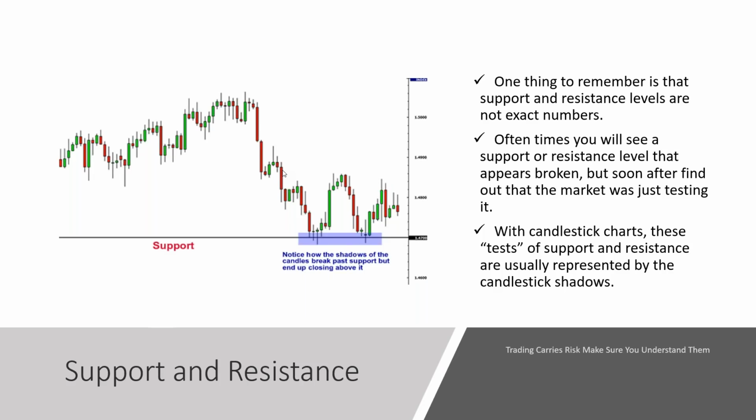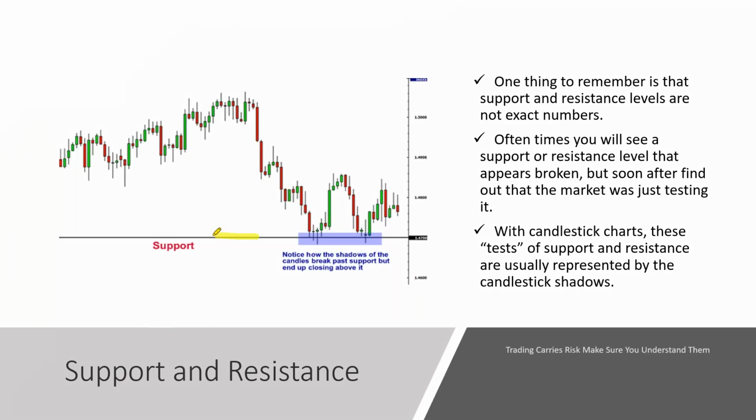So one thing to remember is that support and resistance levels are not exact numbers. Oftentimes you will see a support or resistance level that appears broken, but soon after find that the market was just testing it. With candlestick charts, these tests in support and resistance are usually displayed by candlestick shadows. Shadows are the wicks of a candlestick.